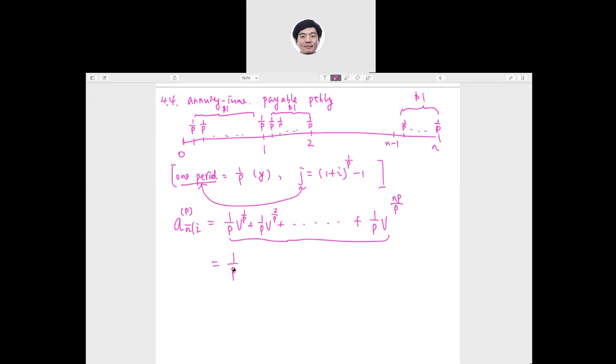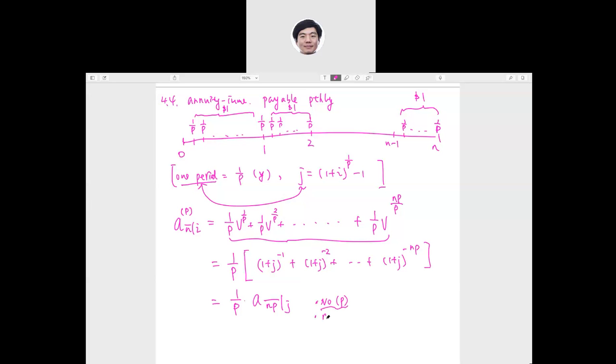What I do is I use j. This would be 1 plus j to negative 1. This will be 1 plus j to negative 2. Here is 1 plus j to negative NP. Two things I have changed. First, I convert this to a standard annuity, so there is no upper P.